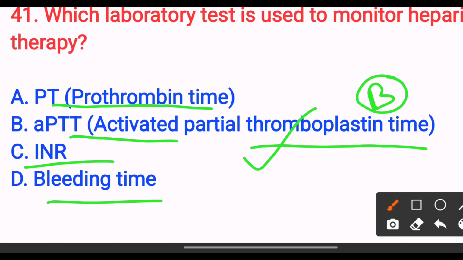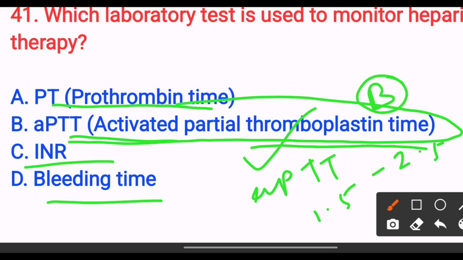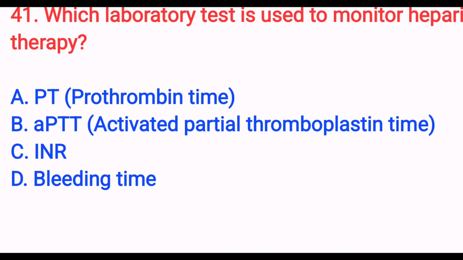For heparin therapy, we use only the APTT, activated partial thromboplastin time, because heparin prolongs the APTT. The therapeutic range is 1.5 to 2.5 times the normal value. PT-INR is used for warfarin therapy. For heparin, we use only the APTT. So the answer is option B. Next.